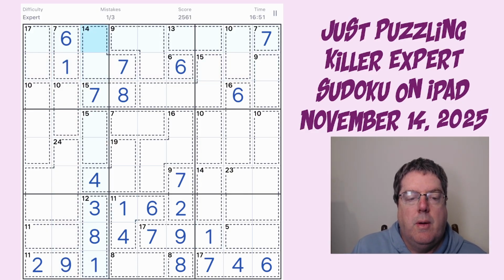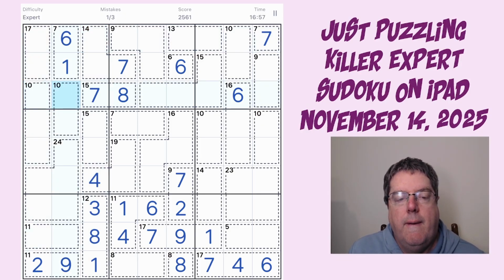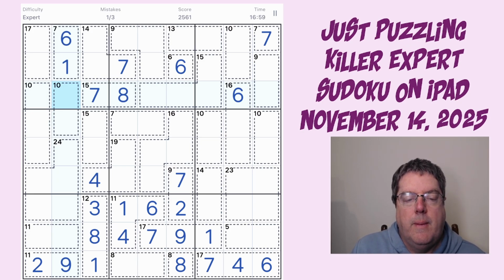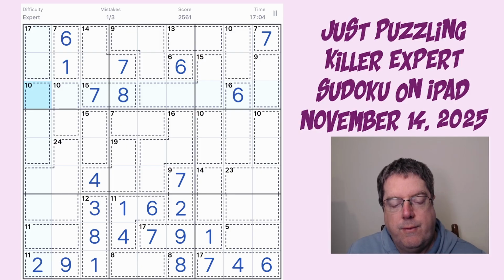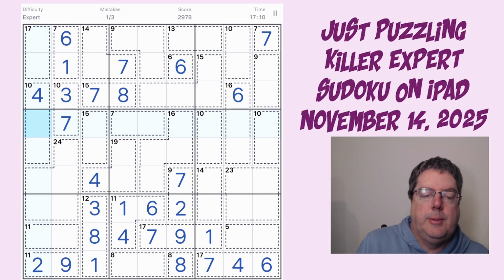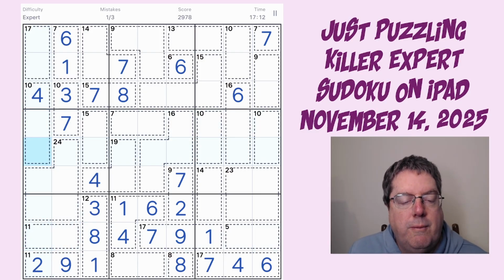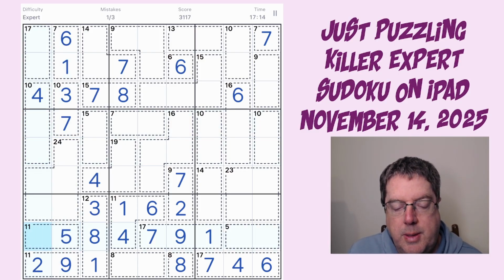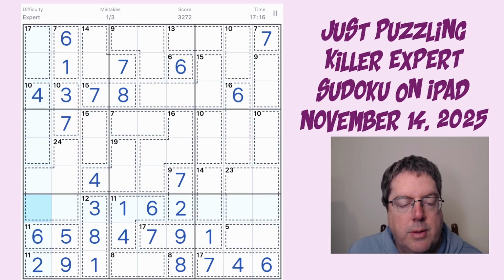So 2 and 5. 1, 2, 3. So 3 can be there. 4. So 4 can't be here, so that's a 4, leaving this to be a 3. This is going to be a 7. This is going to be 1, 5. Remember, this was 5 and 6, 1, 5, so this is a 5, leaving this to be the 6. Because of the 4, 7, this can't be a 4, so it's a 7, leaving this to be a 4.